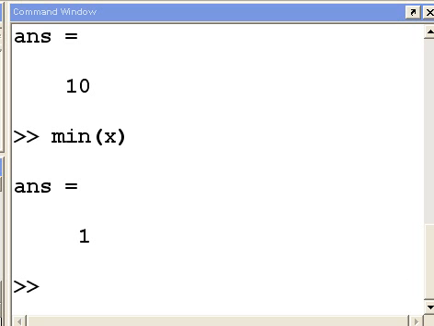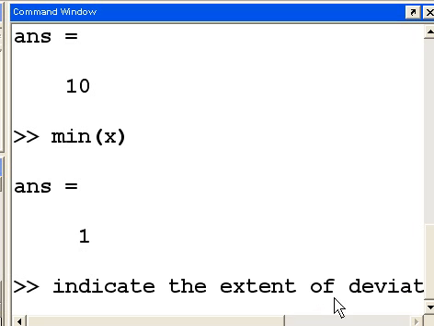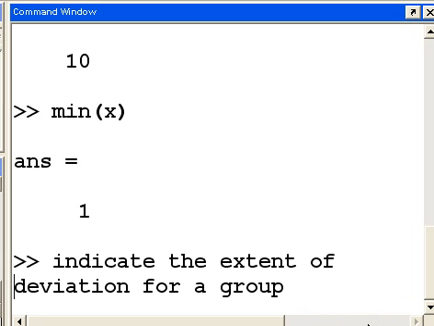What if I wanted to get the standard deviation? What is standard deviation? Standard deviation will indicate the extent of deviation for a group.